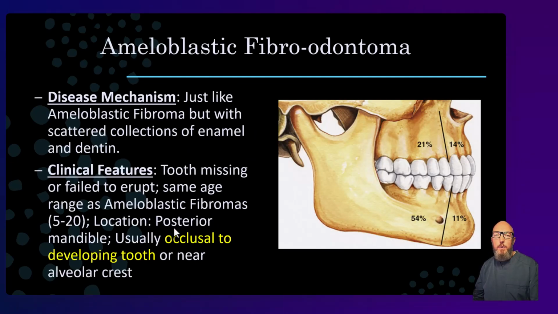All right, here we are, the one I kept mentioning as your pediatric tumor. Pedodontists are familiar with this one, and they're first to diagnose it it seems, because it occurs in that age range, 5 to 20. Usually in the posterior mandible, so nothing super unique about that. Usually occlusal to a developing tooth, sometimes right around the alveolar crest.